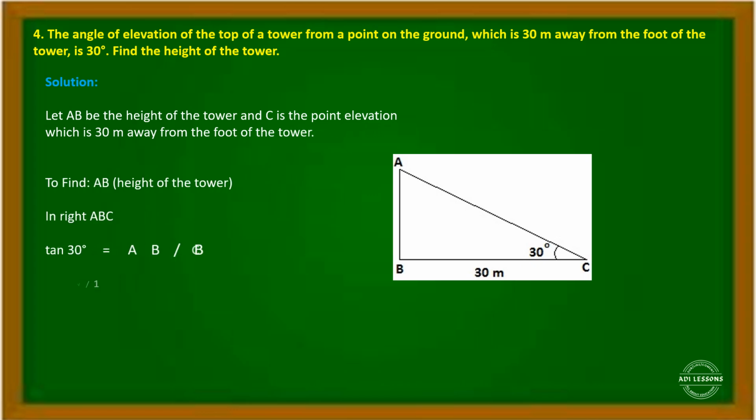To find AB, the height of the tower, in right triangle ABC, tan 30 equals opposite side by adjacent side, AB by BC. So 1 by root 3 equals AB by 30, AB equals 10 root 3. Thus, the height of the tower is 10 root 3 meters.